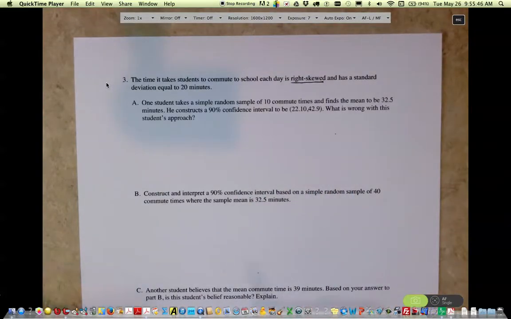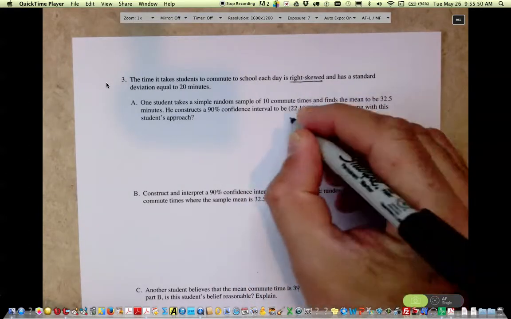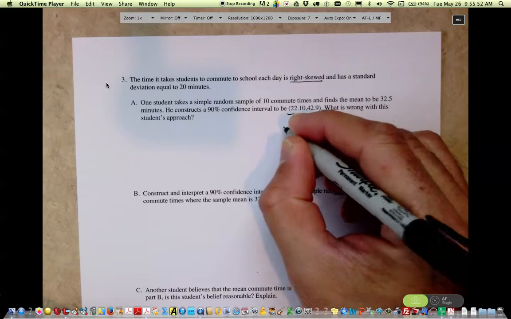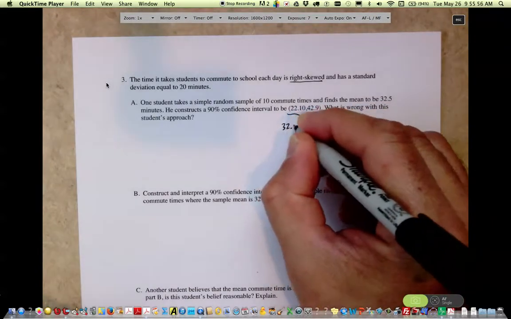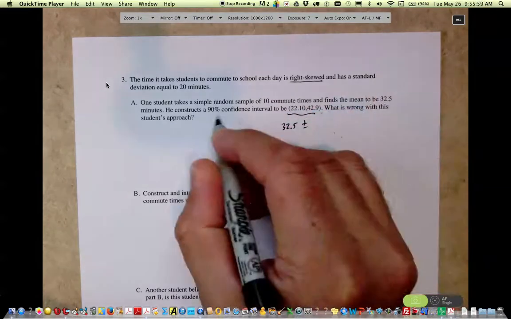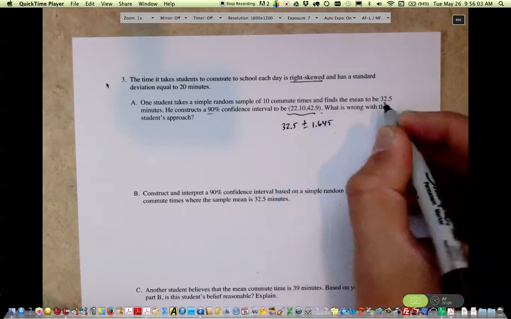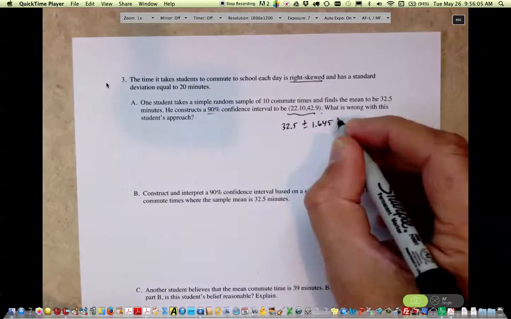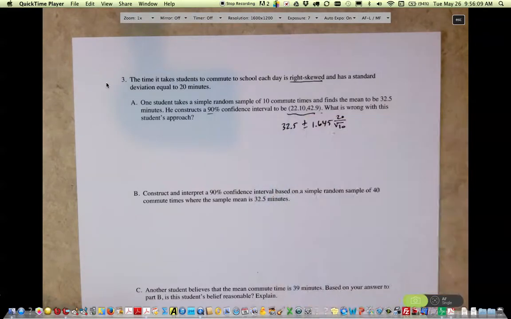All right, now I'll tell you that mathematically, this is exactly correct. If you take 32.5 plus or minus, we're doing a 90% confidence interval, so 1.645 times sigma 20 divided by the square root of 10, you are going to get exactly this interval.